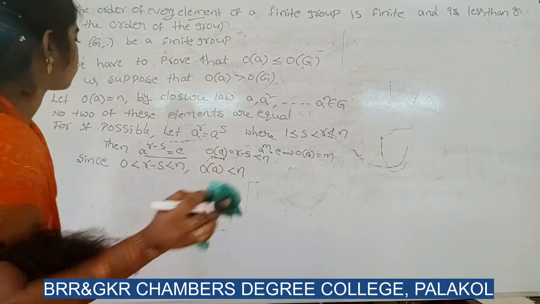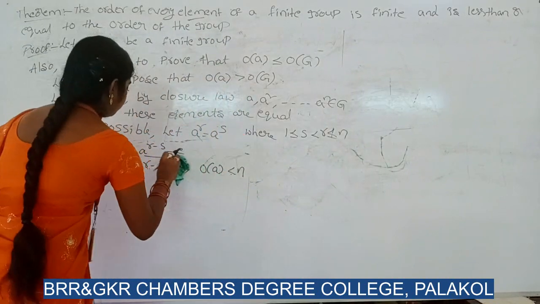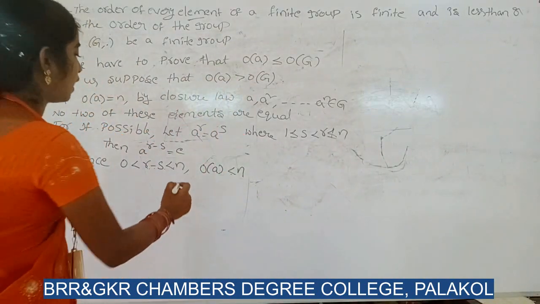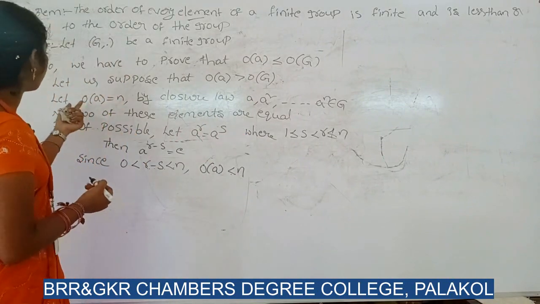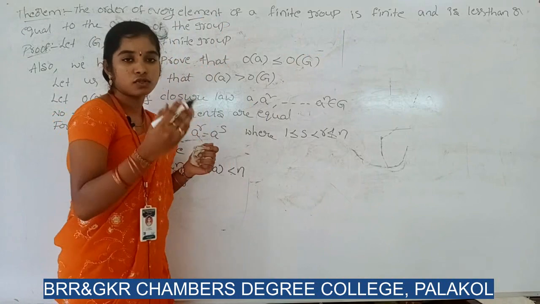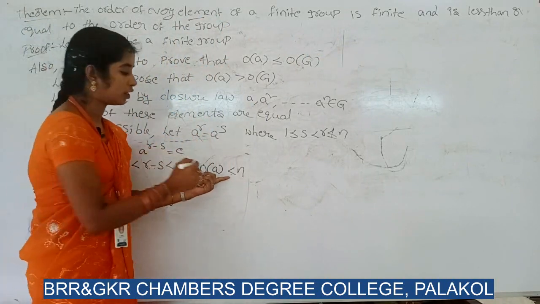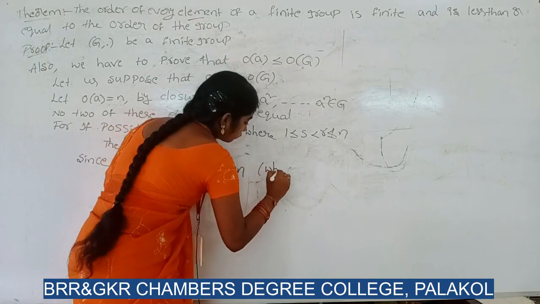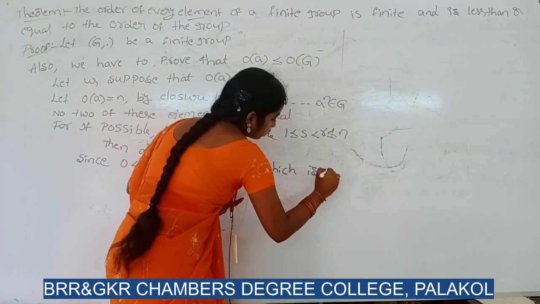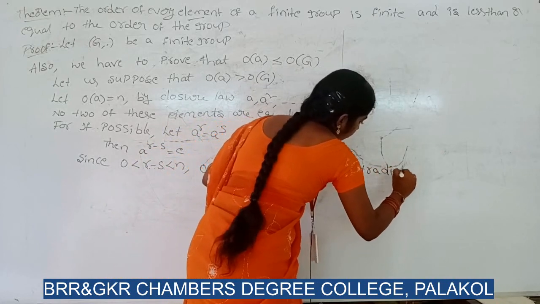So the order of a is less than n. But we already know that in the given question the order of every element of a finite group is finite, so the order of a equals n, which is a contradiction.